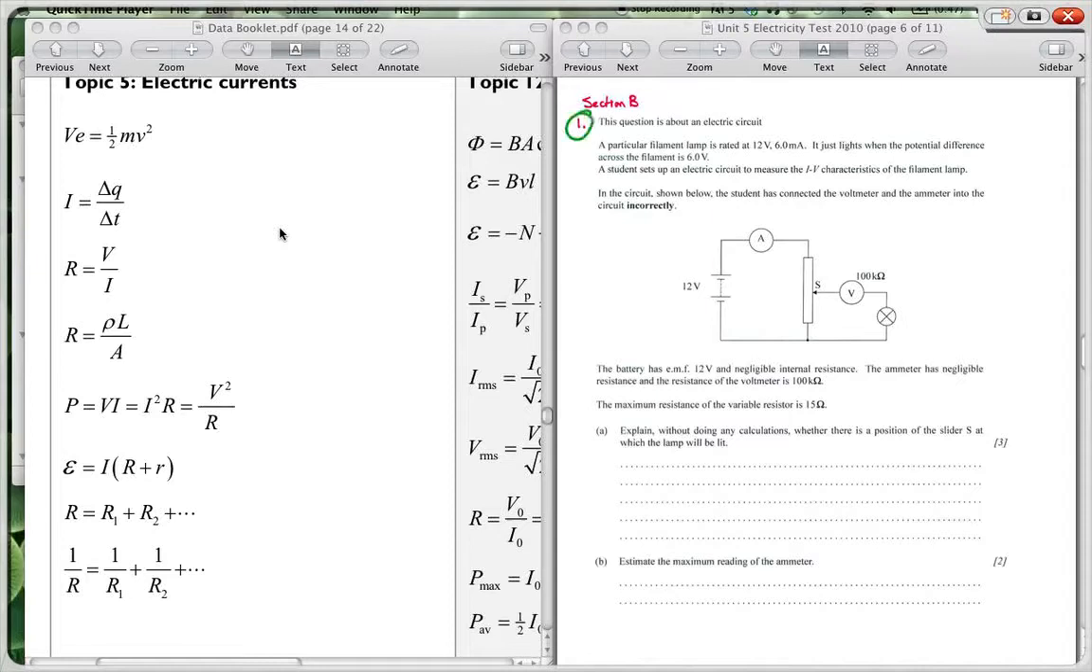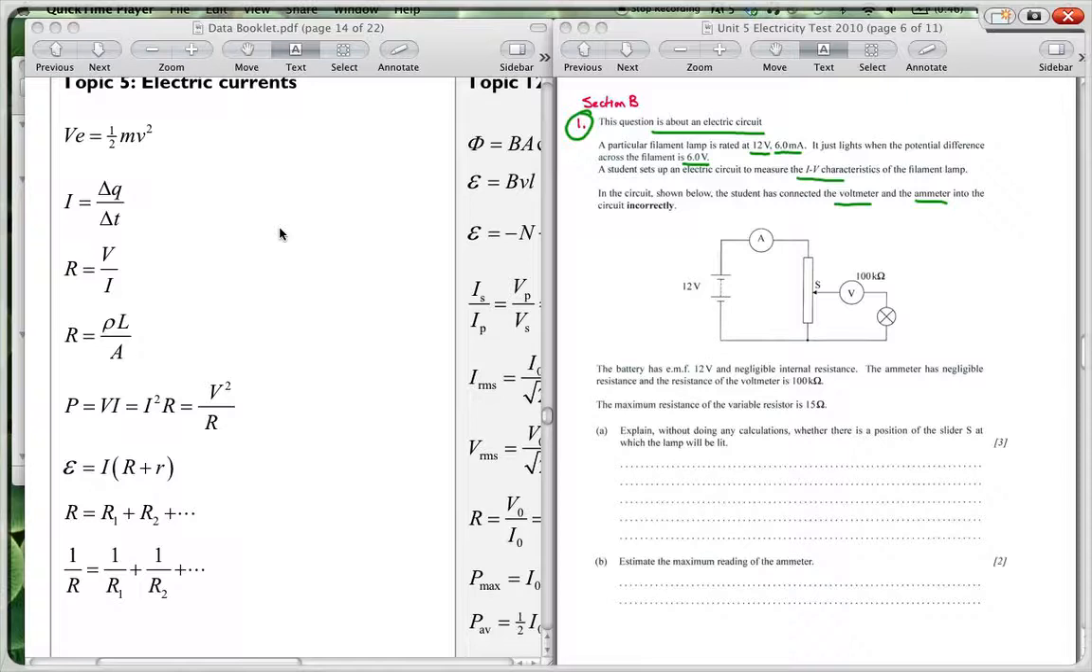Looking at question 1, this question is about an electric circuit. A particular filament lamp is rated at 12 volts and 6 milliamps. It just lights when the potential difference across the filament is 6 volts. A student sets up an electric circuit to measure the IV characteristics of the filament lamp. In the circuit shown below, the student has connected the voltmeter and the ammeter in the circuit incorrectly.